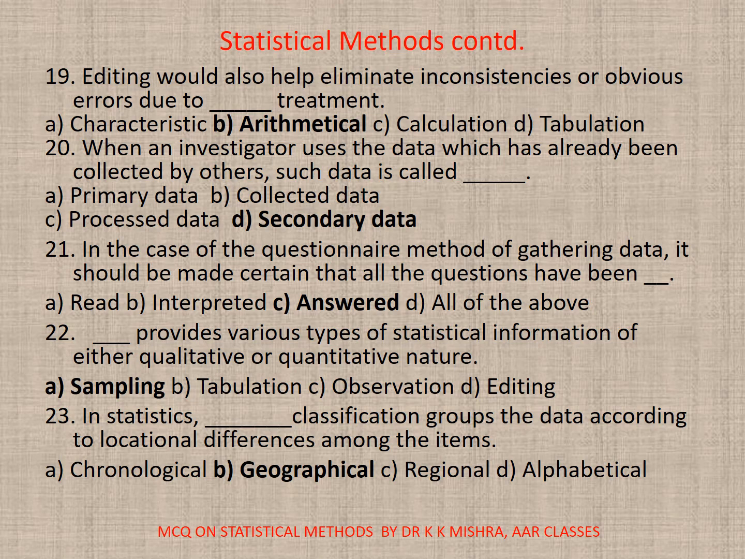Sampling. 23. In statistics, dash classification groups the data according to locational differences among the items. A. Chronological, B. Geographical, C. Regional, or D. Alphabetical. The correct option is B. Geographical.